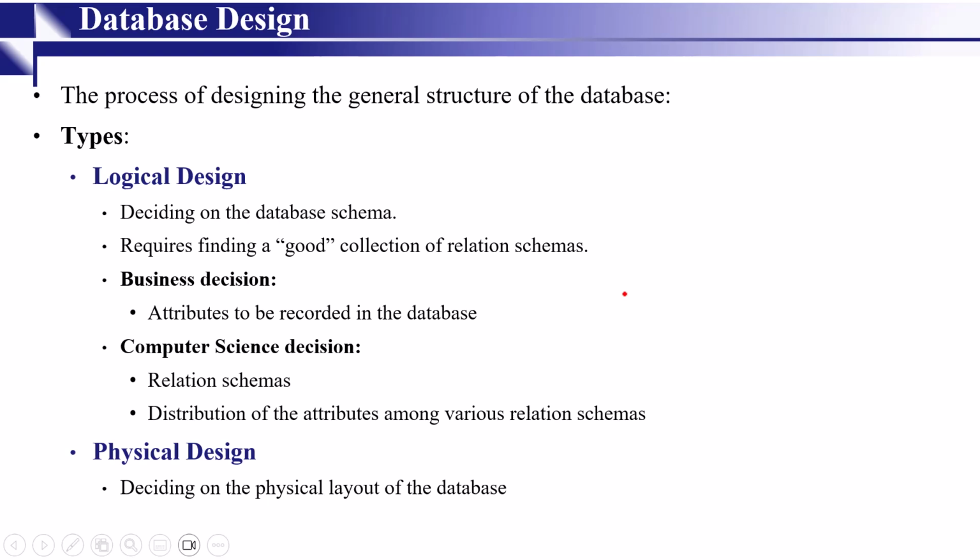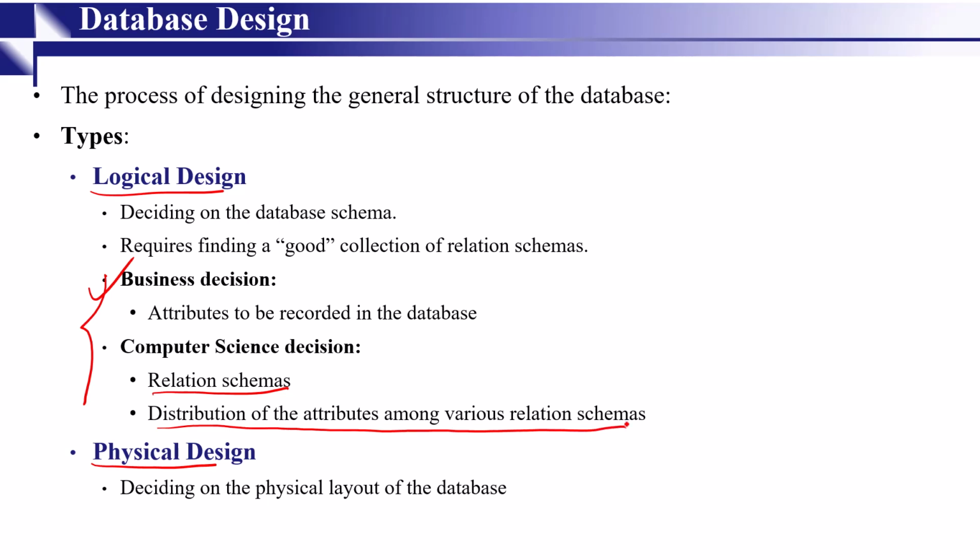Database design shapes how the system is built. So we have logical design and also physical design. Logical design decides the schema, what data to store, and how data is organized, a mix of business and computer science choices. For example, a shop owner wants to ask you to develop a web application for him. He doesn't know the technical concepts. He tells you some general understanding. For example, I have these items I want to buy, I want to calculate my profit, I want to make invoices. These are called business decisions, attributes to be recorded in the database. But we have the computer science view. It means relation schema, distribution of the attributes among the various relation schemas in a normalized form.